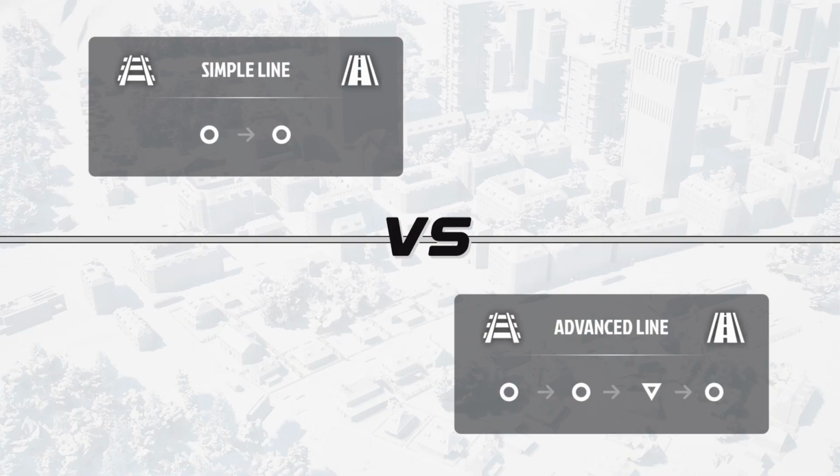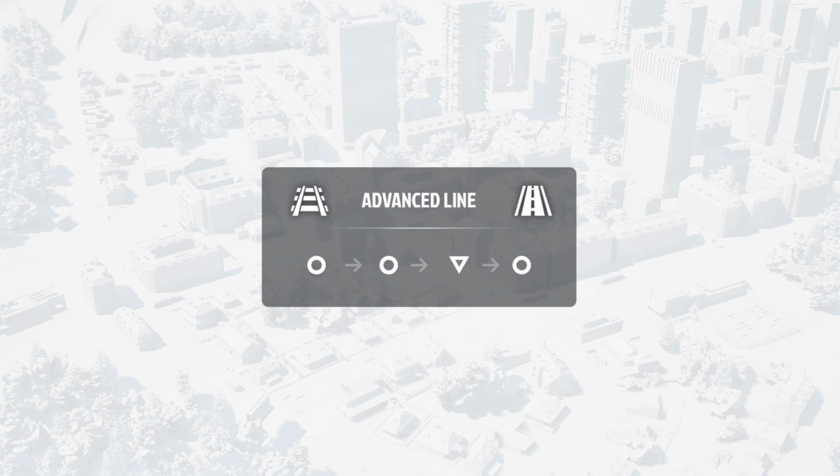That's all you need to know about the setup for simple lines. Now, let's check out advanced lines and learn about their differences and features. Unlike simple lines, advanced lines can have more than two stops. They can also have waypoints in between stops, which you can place to precisely manage the route your vehicles should take.